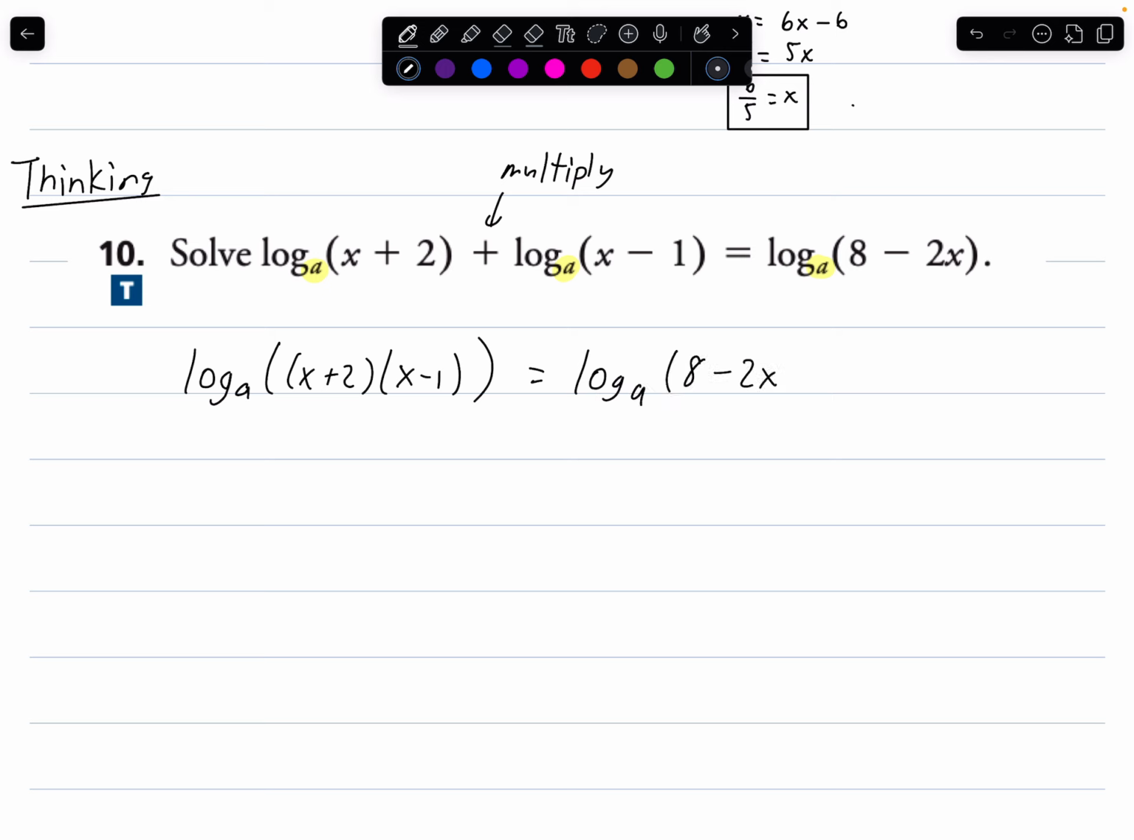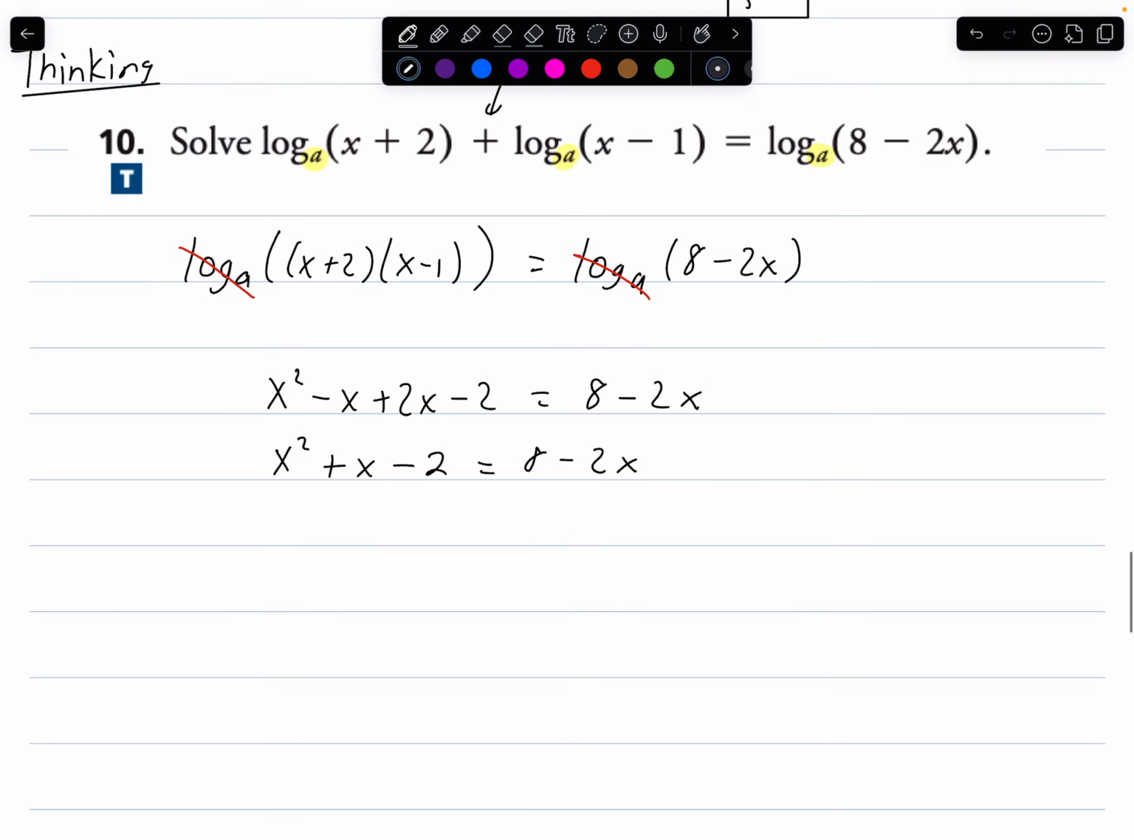But now, because I have the same base on the left and the right side, I can actually cancel these out. So now that I canceled it out, it's going to get a lot easier from here. I just FOIL it out. So x squared minus x plus 2x minus 2 is equal to 8 minus 2x. Then we're going to simplify. So x squared plus x minus 2 equals 8 minus 2x. I'm going to bring everything to the left side. So I'll get x squared, and then x plus 2x is plus 3x. And then I bring the 8 over, minus 10 equals 0.